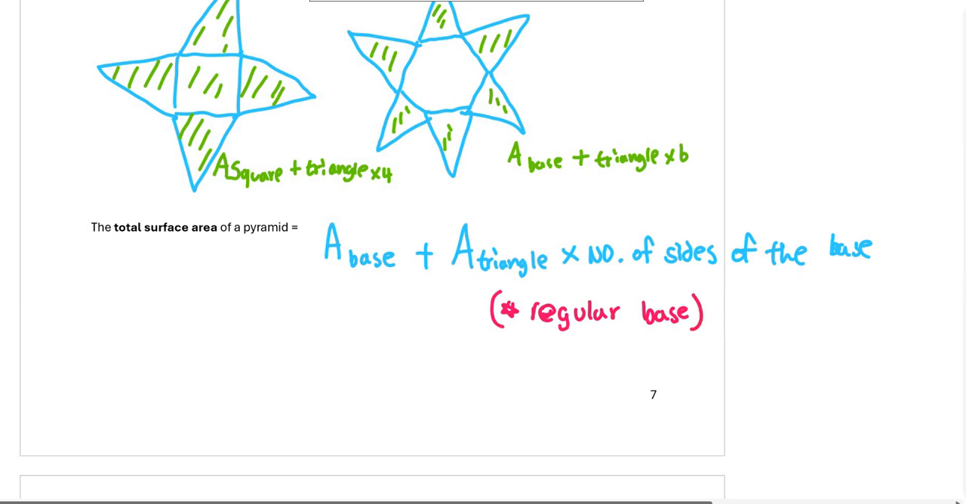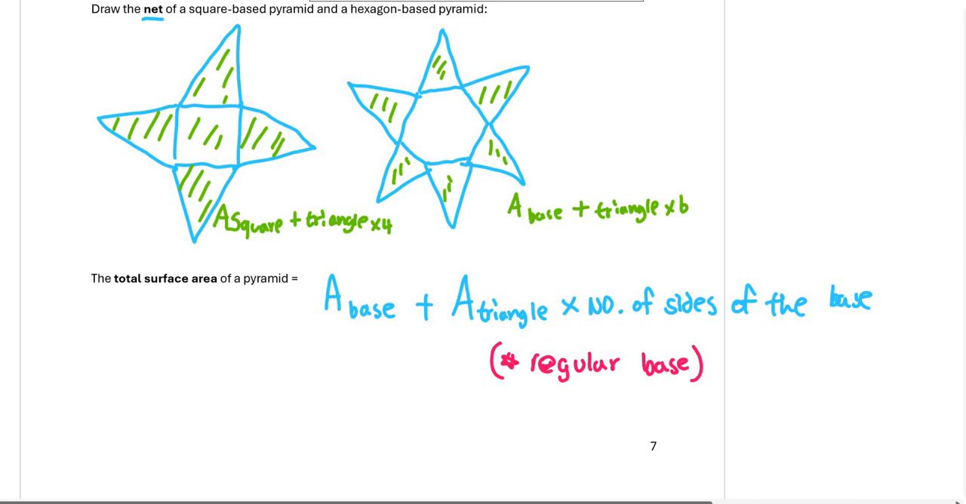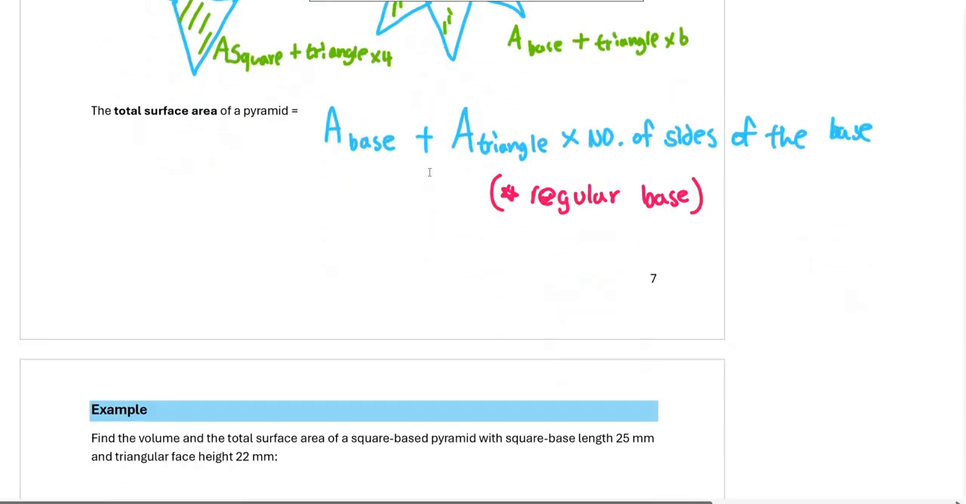For example, if we had a rectangular base, we'll have these 2 triangles being the same, but these 2 triangles are different, so you need to just be more careful with those. But this works if it's a regular base. If it's not, then you'll just need to find them all individually and add them up.